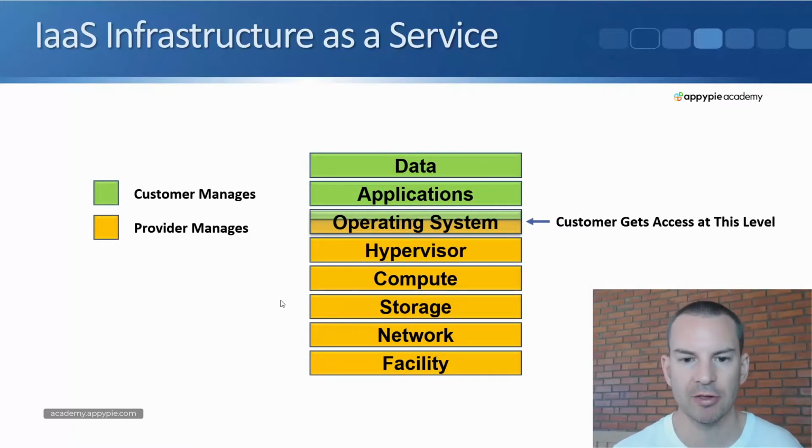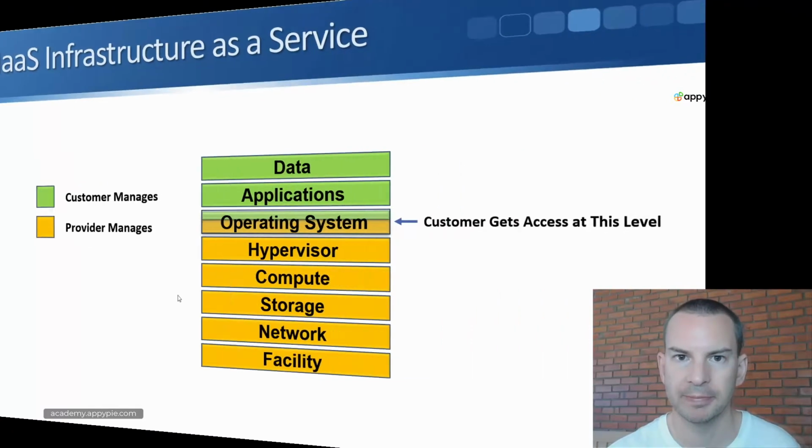With IaaS, the provider will manage from the facility up to the hypervisor, and the provider will also install the operating system and may patch it as well. The customer gets access from the operating system level, so they can customize the operating system as they want. They also install the applications they want on there and will be looking after their own data. So let's have a look and see how that works in AWS.